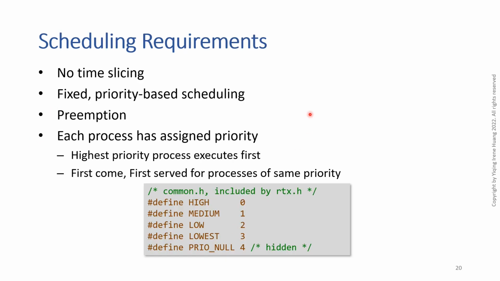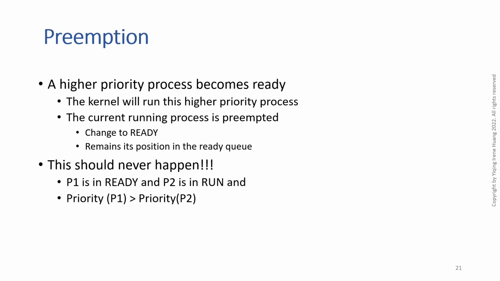The scheduling requirements I've already gone through at the very beginning of the tutorial, so let's just refresh our memory. First, no time slicing. Second, fixed priority-based scheduling. Third, it is preemptive. Finally, each process has an assigned priority, and the highest priority process should execute first. Within the same priority, we do first come, first serve. In the common.h file, you will find all the defined priorities, and this one is reserved for the null process only.